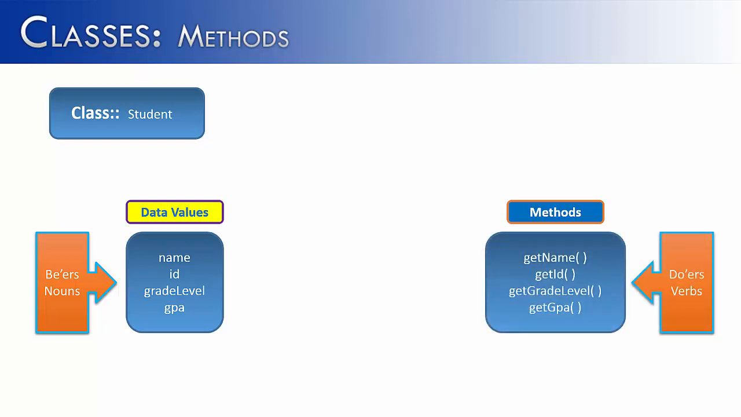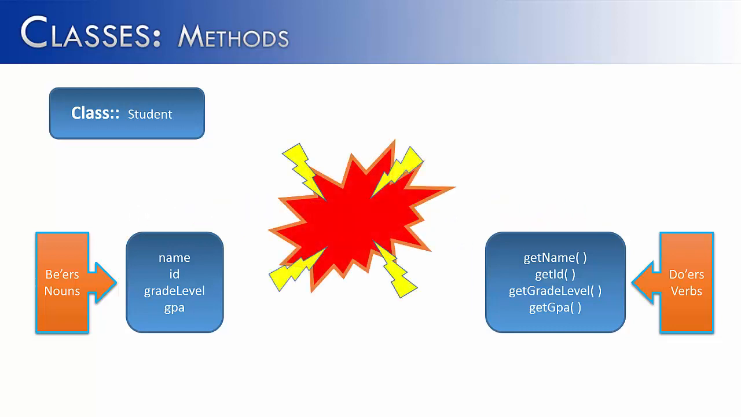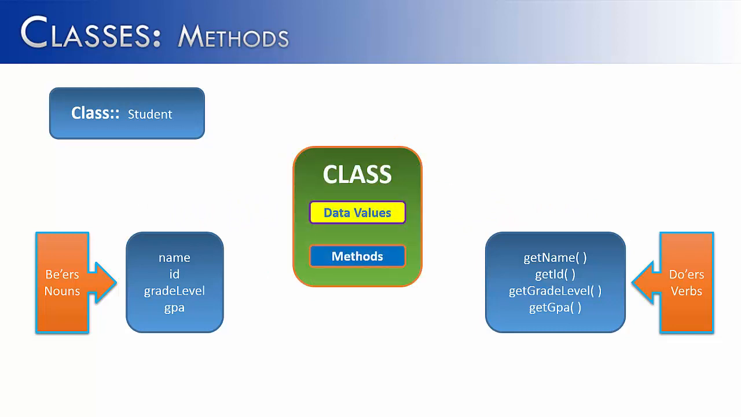And then the methods of a class are the doers. So instead of being something, they do something with the data. So get name, get ID, get grade level, and get GPA all do something inside of a program. And when you put these two things together, data values and methods in the same container, you get something called a class. A class contains data values and methods.